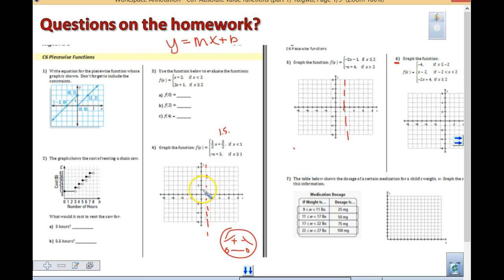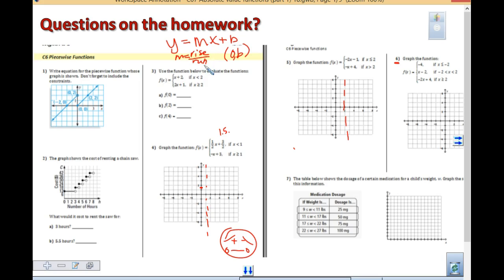I want to plot at 1.5. 1.5 is right here. That is my y-intercept. So this is my start, my 0b. So those of you that struggled on that last quiz, where's the y-intercept? That's the first thing. The m is how you are moving, and that's always my rise over run.